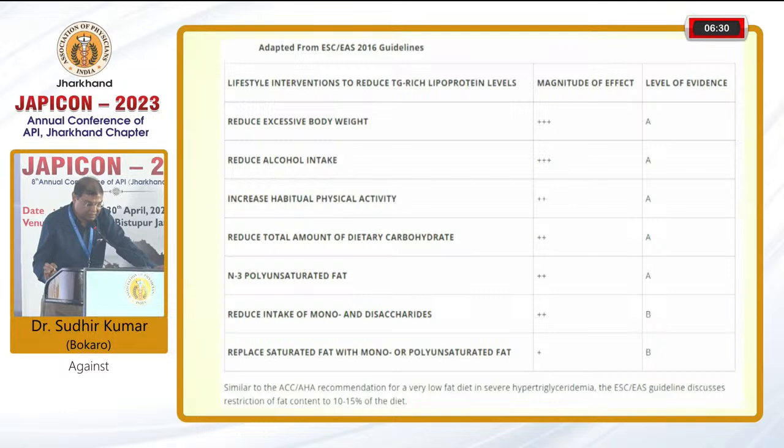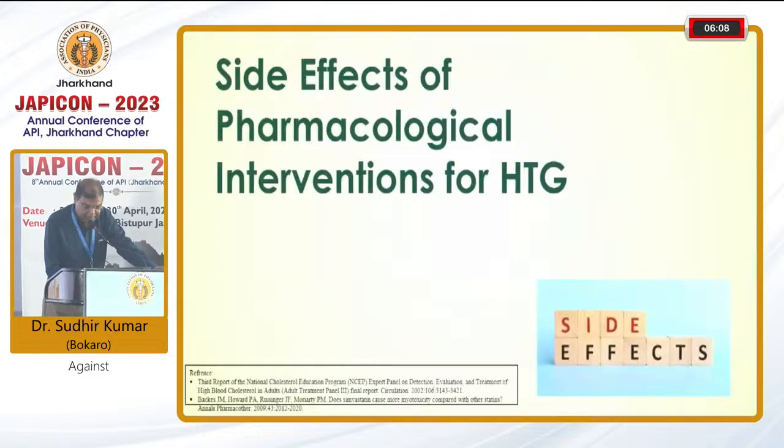If we reduce excessive body weight, reduce alcohol intake, increase habitual physical activity, reduce the total amount of dietary carbohydrate, increase n-3 polyunsaturated fatty acids, and reduce intake of mono- and disaccharides, the level of evidence is B. Replacing saturated fat with mono- or polyunsaturated fat is also level of evidence B.